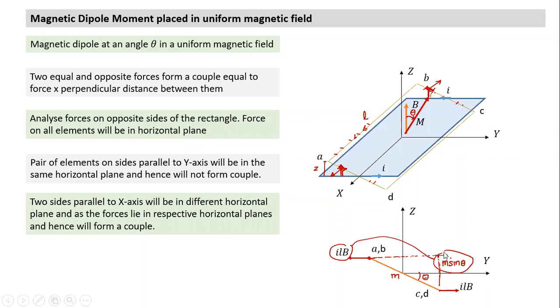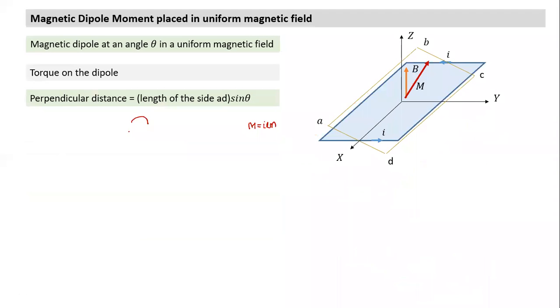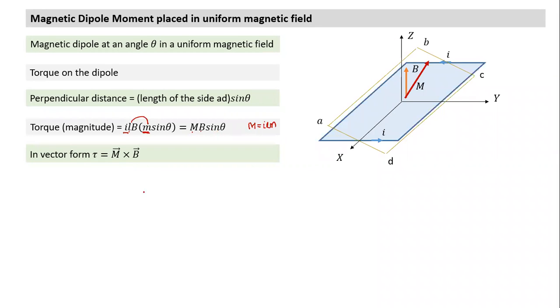So any current carrying loop, when placed in a uniform magnetic field at some angle theta, experiences torque. And how do we calculate torque on the dipole? The perpendicular distance is equal to the length of side AD into sine theta. We substitute those values and get ILB into m sine theta. We use IL into m as nothing but the magnetic dipole moment M. It becomes MB sine theta, and in terms of direction we can check whether it is B cross M or M cross B.